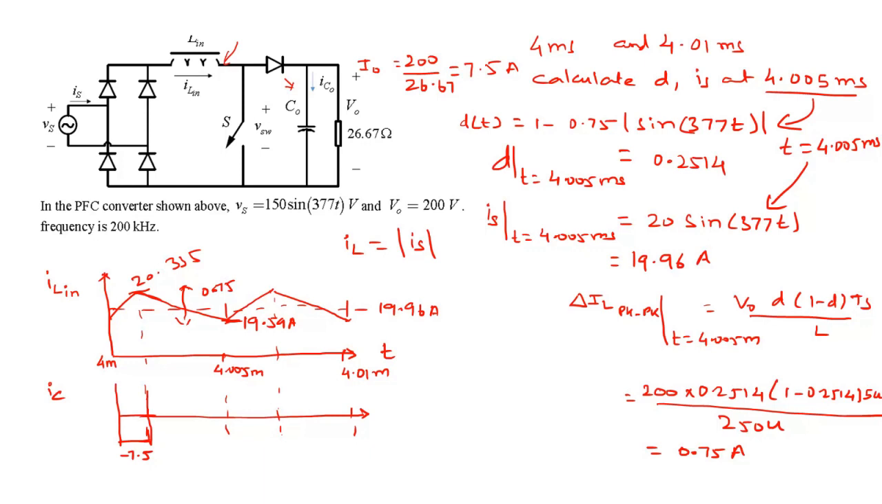So when the switch is off, the diode conducts and it conducts the inductor current. So IC in this direction coming down is IL minus the load current. So IL was 20.335 minus the load current of 7.5 is 12.84 here. Then some slope here and back to minus 7.5 and then repeats. And this value here is 12.09.